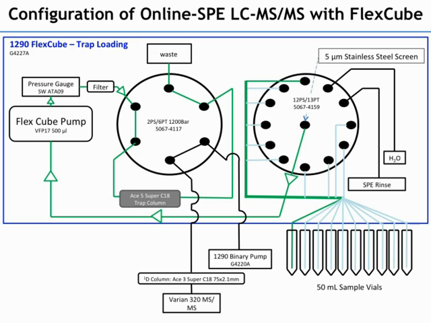In this configuration, this is basically the sample loading configuration. We're using the FlexCube pump over here to draw sample out of this first tube. We go into this valve here, and then the FlexCube pulls it out of there and into the SPE cartridge, or again, it's just a guard column. In this case, we're using 5-micron particles in a 1 centimeter long cartridge. The excess goes to waste here.